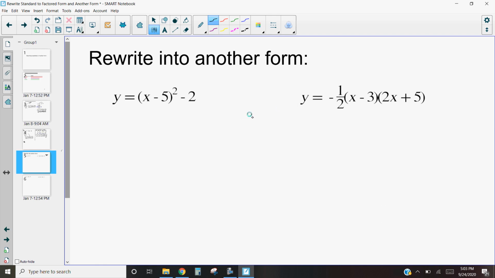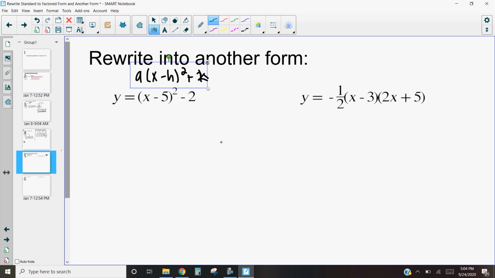So this first one here is written in vertex form, and we can see that because it has that x minus h squared, or that square portion in there, plus k, right? So that's written in vertex form. So I want to rewrite it in another form. I can either rewrite it in factored form or in standard form. In this case, I'm just going to rewrite it in standard form.